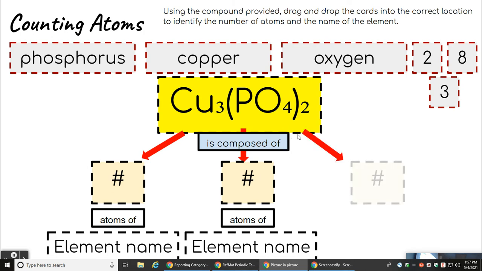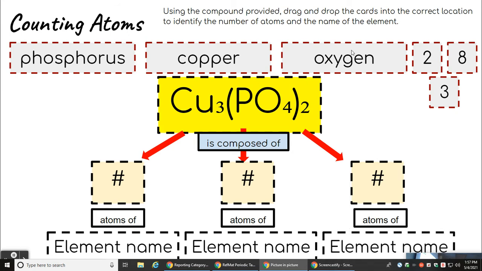Our last element that we're going to be looking at is oxygen. So we'll drag and drop that. Oxygen has a subscript of 4, so I have 4 atoms there, but I have this subscript outside the parentheses. So I have to take that 2 and multiply it by the 4. So 2 times 4 is 8. I have 8 atoms of oxygen. So when things are in parentheses, it means that you have this substance twice. That's why we're multiplying subscripts.